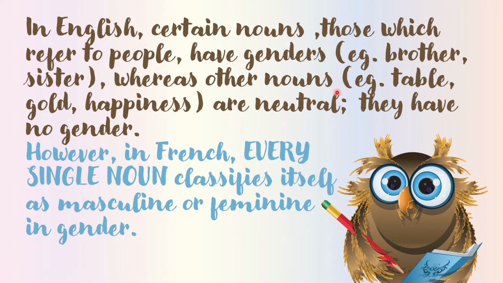Whereas other nouns, you know the different kinds of nouns, common nouns like table, chair, material nouns, gold, wood, iron, abstract nouns, happiness, joy, pain, all these don't have genders in English, right? Only your nouns which refer to people sometimes have genders. Other nouns are neutral, meaning they have no gender. They're called neuter gender.